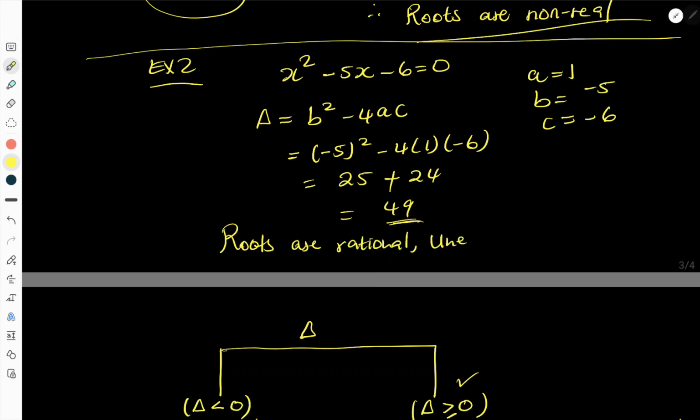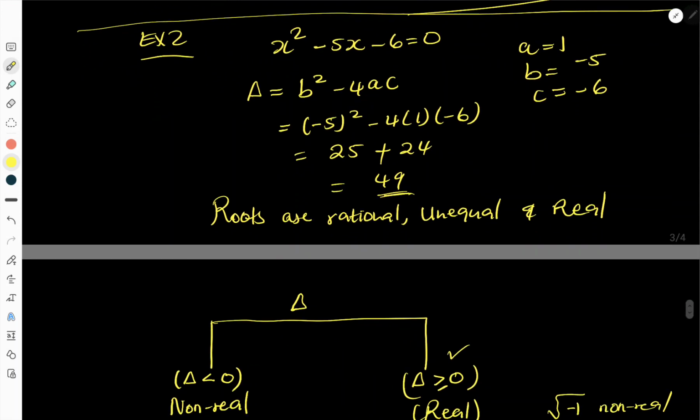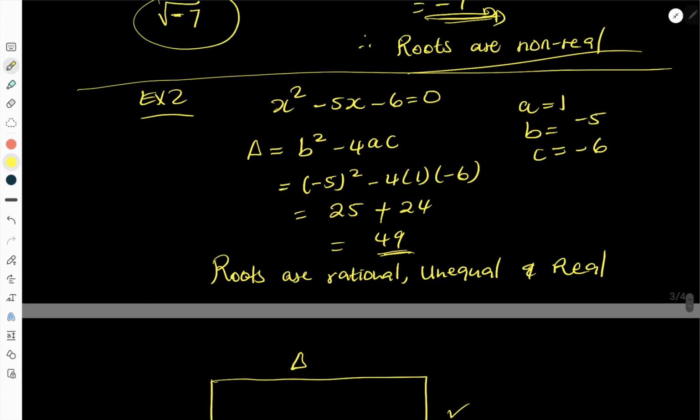They are unequal and they are real. Can we solve that so that we can see what they mean when they say they are equal? They are unequal, they are rational and real.